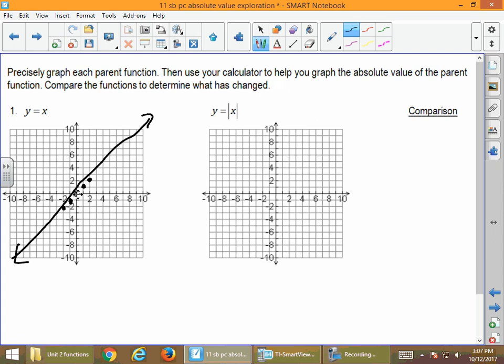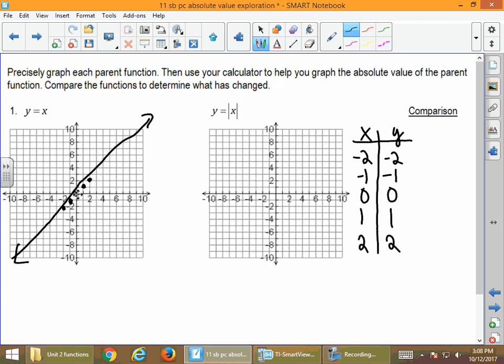I'm really sorry. Why don't we list those points just so you know a couple of values that we put on here. We have negative 2, negative 2. And we have negative 1, negative 1. We have 0, 0. Positive 1, positive 1, positive 2, and positive 2.